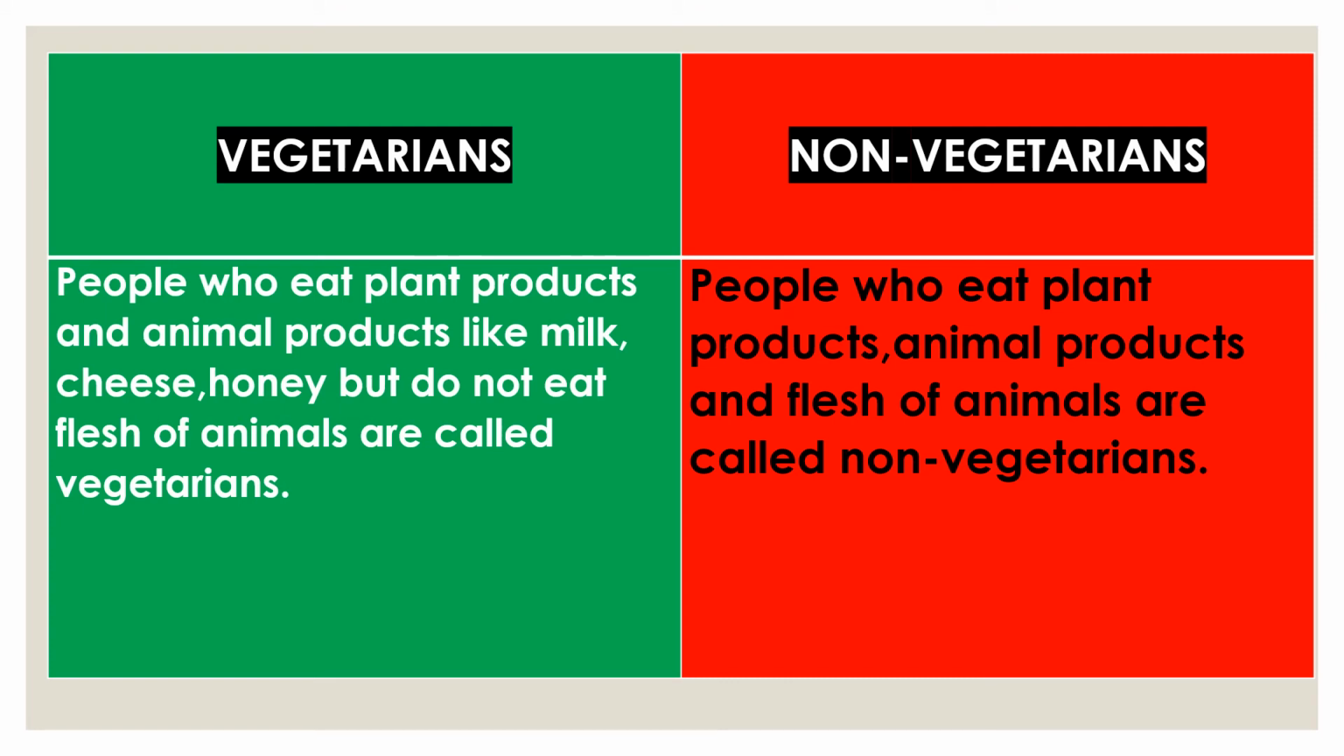Now let's look at the red side or the non-vegetarian side and let's read it. People who eat plant products, animal products, and flesh of animals are called non-vegetarians. So students, this is something which you already know, right? Okay, let's move on to the next slide.